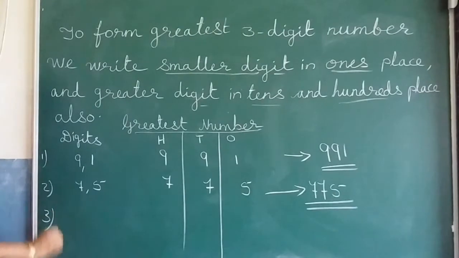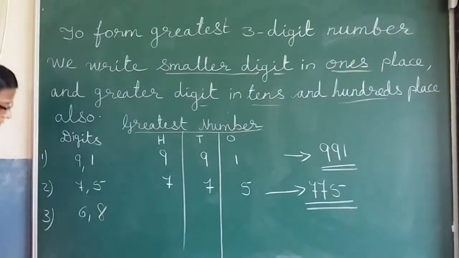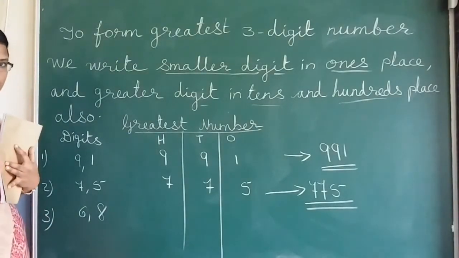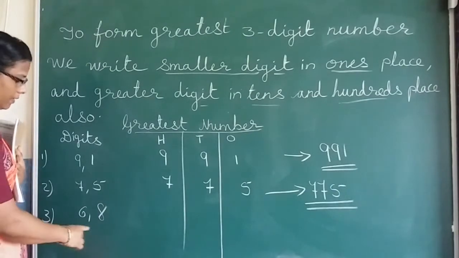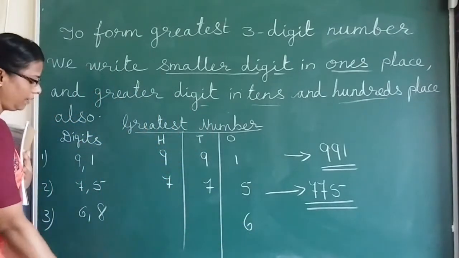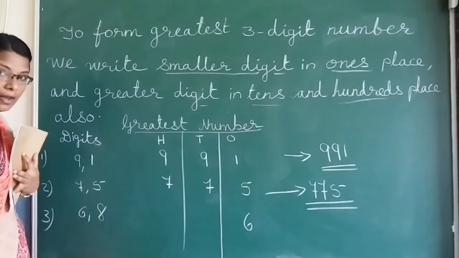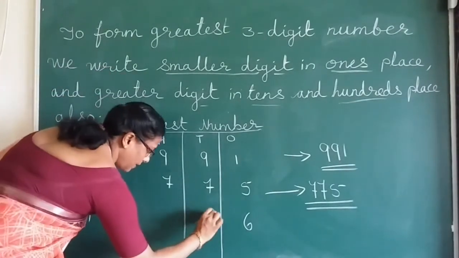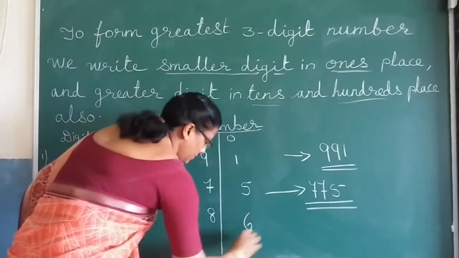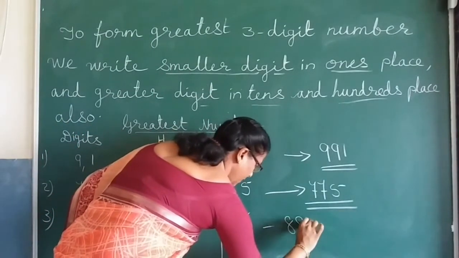Another example, 6 and 8. Here, 6 is the smaller digit. Write 6 in ones place, greater digit 8. Write 8 in tens and hundreds place. Here, the greatest number is 886.